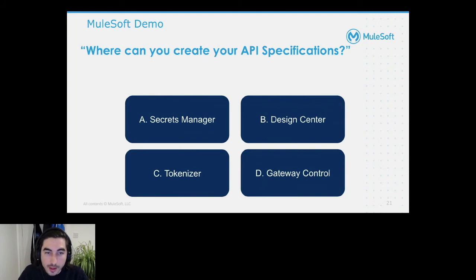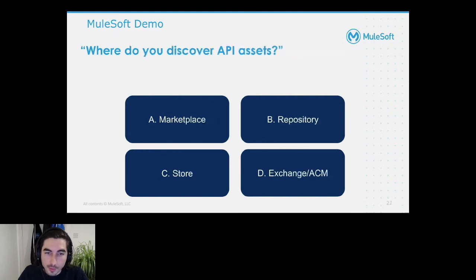Okay, please select the correct option for round number 1. We will give 5 seconds more. Okay, with that, we will move on.